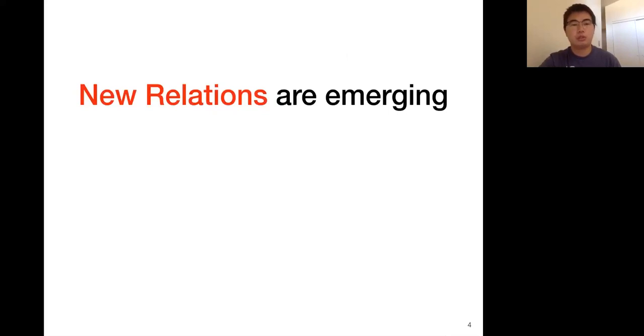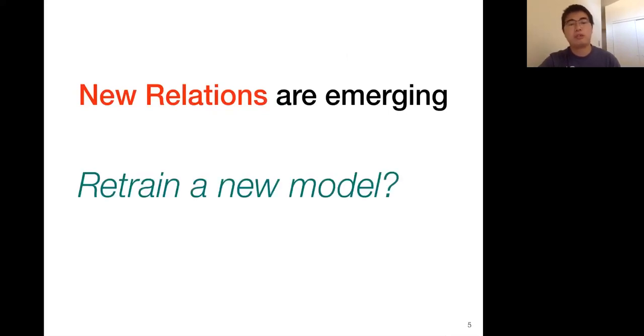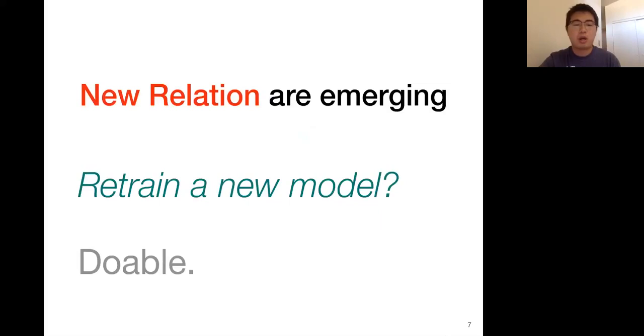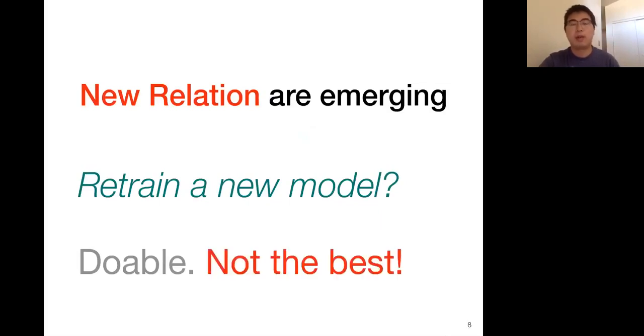So what can we do if there are new relations? Conventional approaches may have to retrain a new model in order to fit the new data. They can mix the data from new relations with the existing training data and retrain the whole model on all the data. This approach is workable, but of course it's not the best, especially if you have a lot of training data, since retraining a new model may take a lot of time, or if you have new relations every hour or every day, retraining your model will also cost a lot of time.